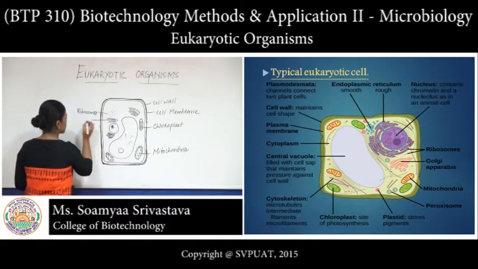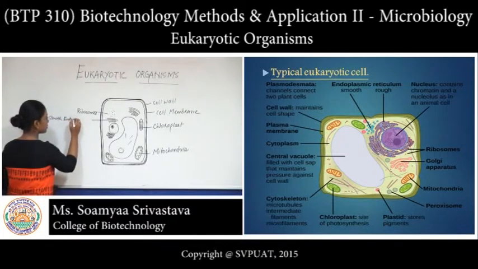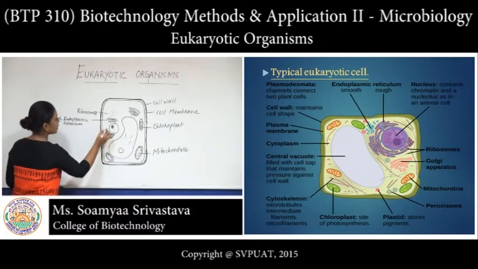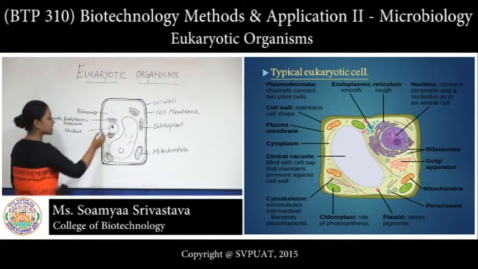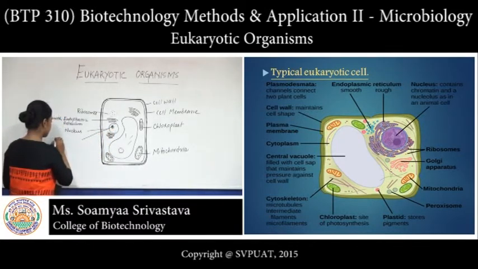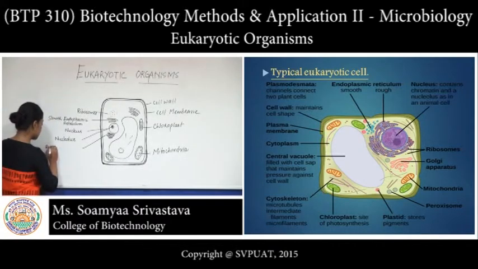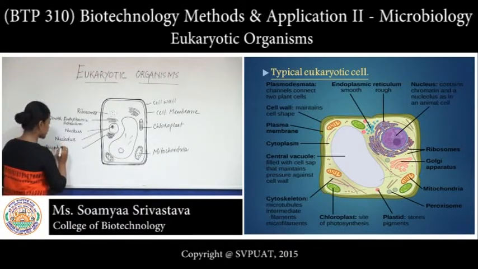We have smooth endoplasmic reticulum. Then we have a nucleus. We have a smaller structure inside the nucleus, that is the nucleolus. Then we have the rough endoplasmic reticulum, which is adjoined to the nucleus.